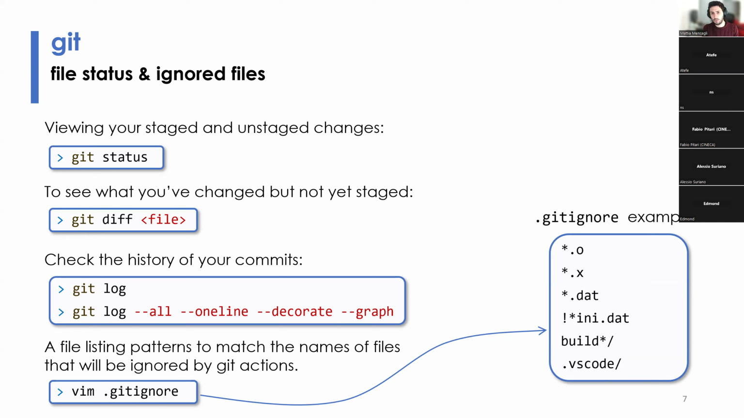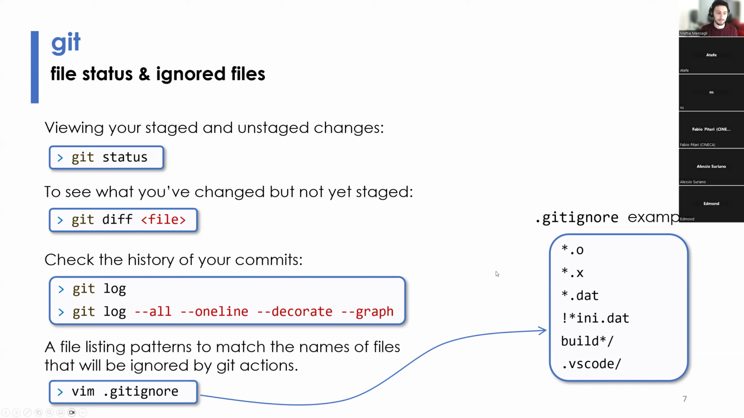You can use it on a single file or without anything to just see all the differences with respect to the last snapshot. Another very, very important command is git log to see the history of your commits. These other options that I add here are very useful for visualization in the terminal, to see a more compact history of your commits in a nicer way, because git log alone can be quite confusing sometimes.